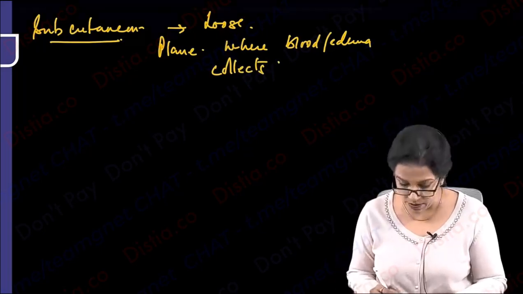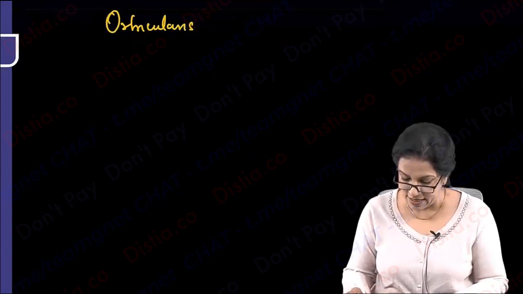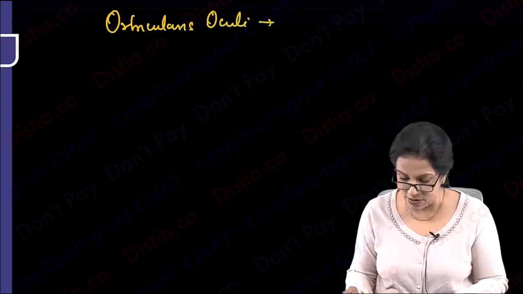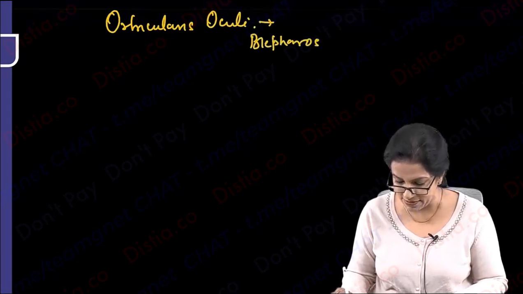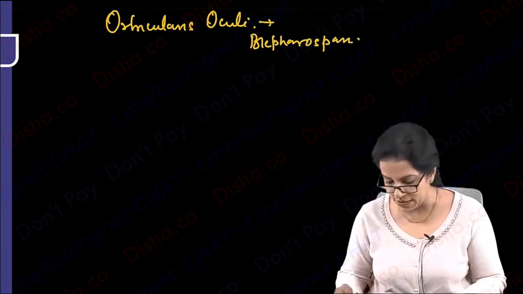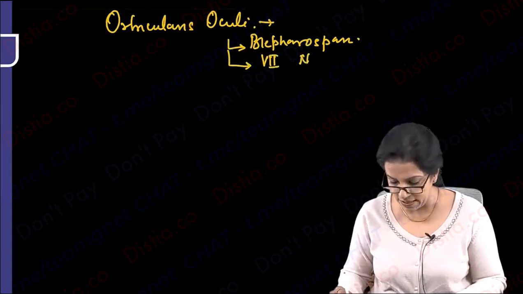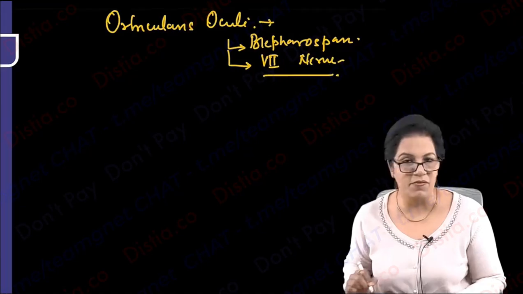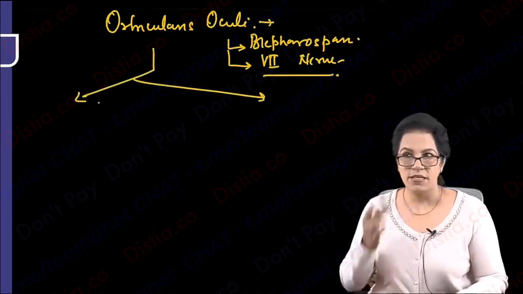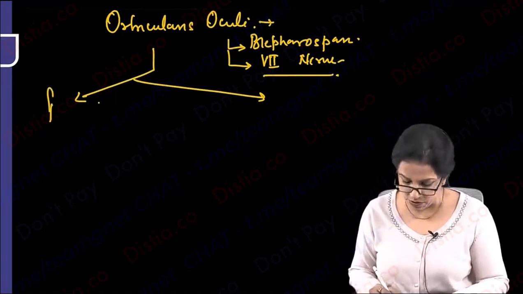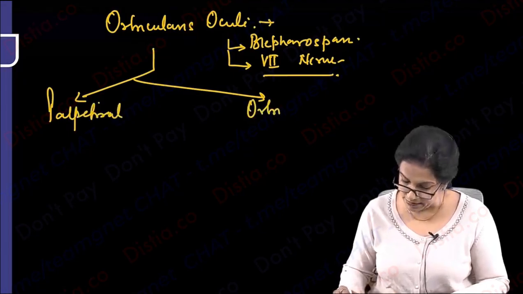Third was orbicularis oculi. Now orbicularis oculi, you know, is a muscle. First of all, it closes your eyes. So it is mainly for closure of the lids. It is supplied by the seventh nerve. We all know that, so any facial nerve palsy, this will be affected. Now this orbicularis oculi mainly has two parts. One is over the lids, one is the orbital part. So it has a palpebral part and an orbital part.